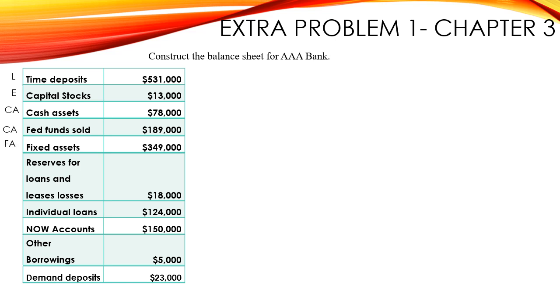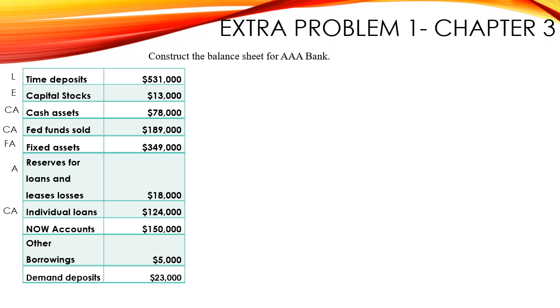Fixed assets are, of course, fixed assets. Reserves for loan and leases losses. These are contra asset accounts. They must be in the equity side. However, we put them in the asset side as negative. So we will consider them as assets.